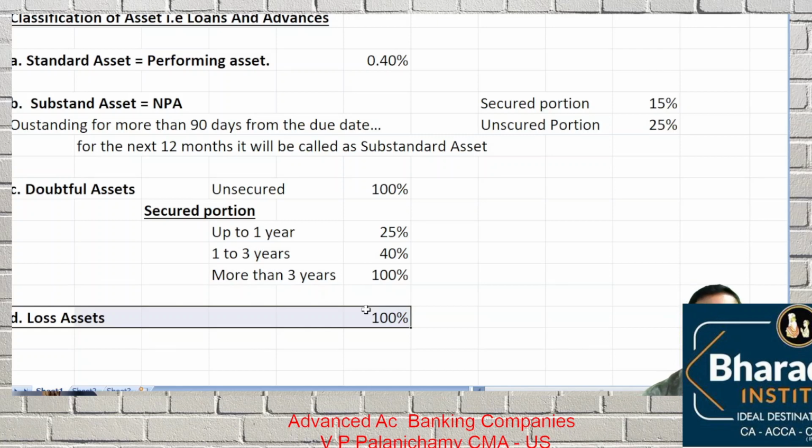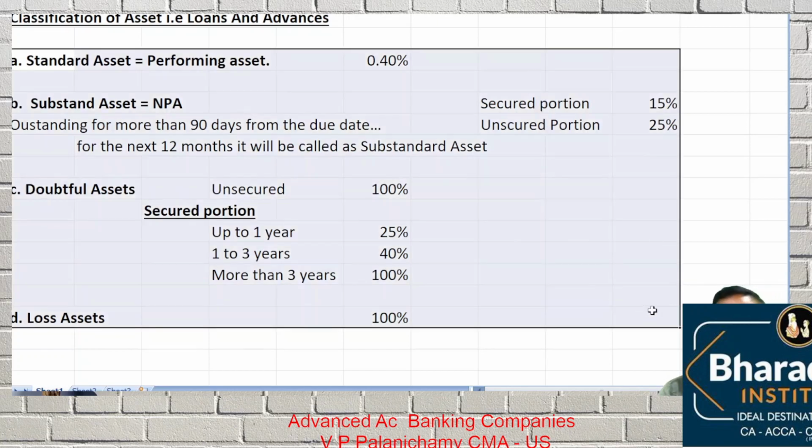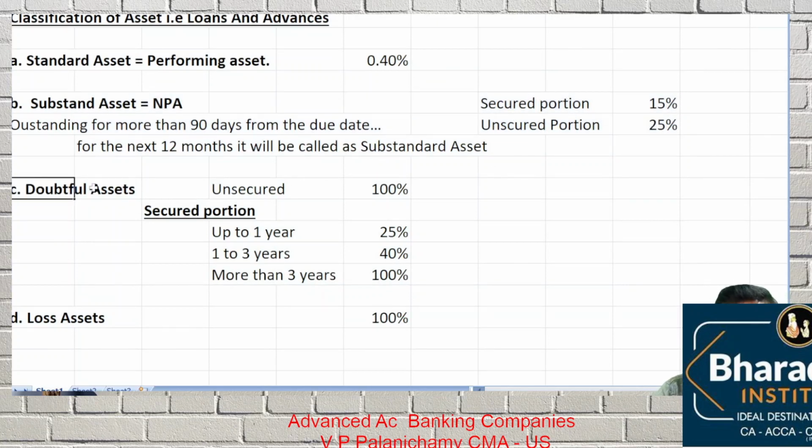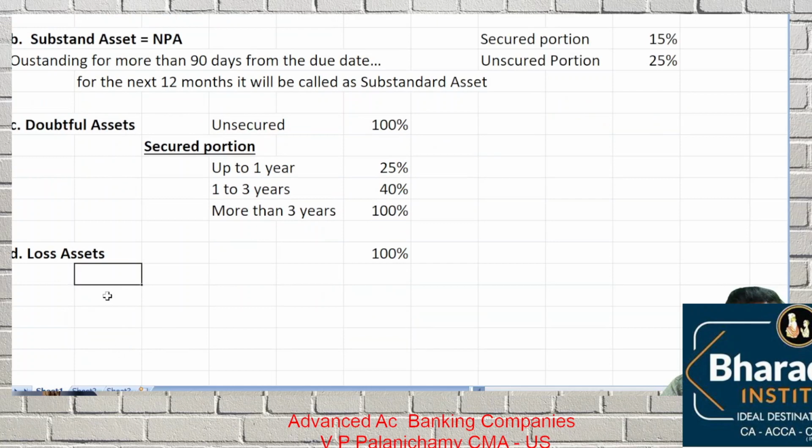Doubtful assets, if it is unsecured write-off, 100%. Secured portion up to 1 year means it is not from the date of lending. Already 90 days plus 12 months is over. Beyond that, up to 1 year, 25%; up to 3 years, 40%; more than 3 years, 100%. If there is a loss asset, we need to create 100% provision.